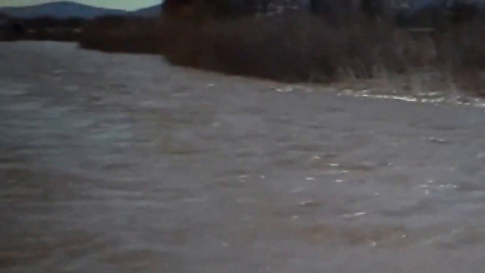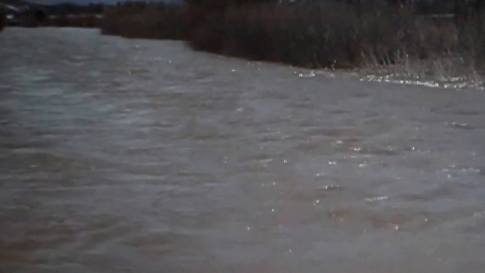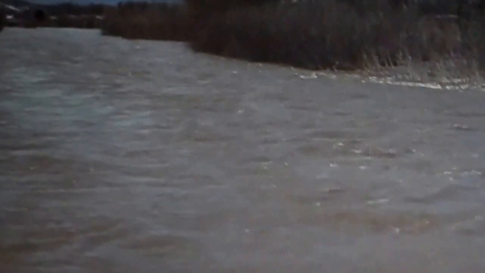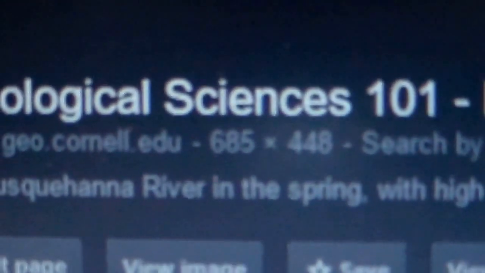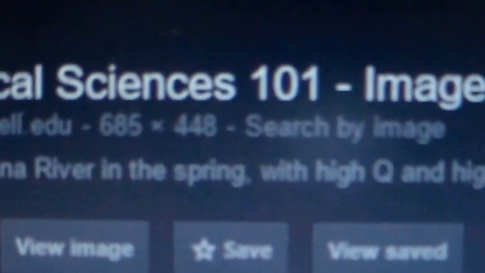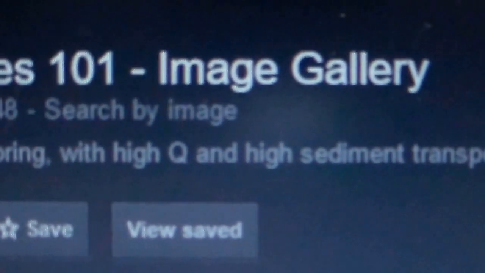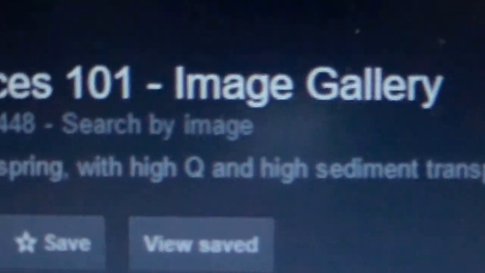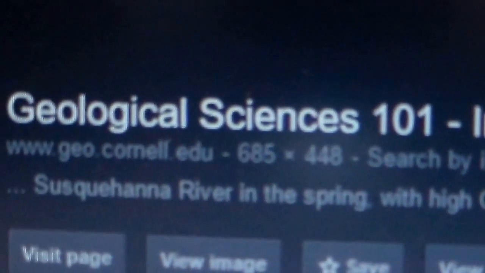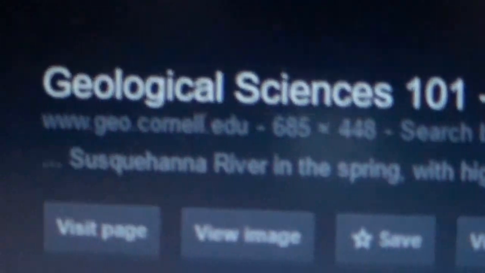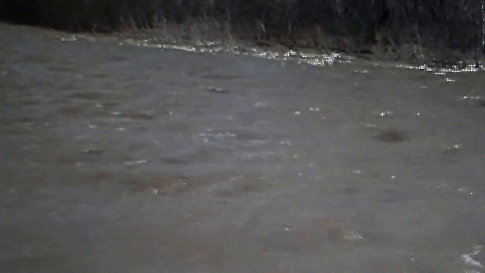Now this is a picture of the Susquehanna River from Cornell University. This shows high transport of sediment. That's what it says right here: Susquehanna River in the spring with high Q and sediment transport. Geological Sciences 101. This is something evolutionists need to learn, Science 101. There's sediment being transported, and it would be forming strata.